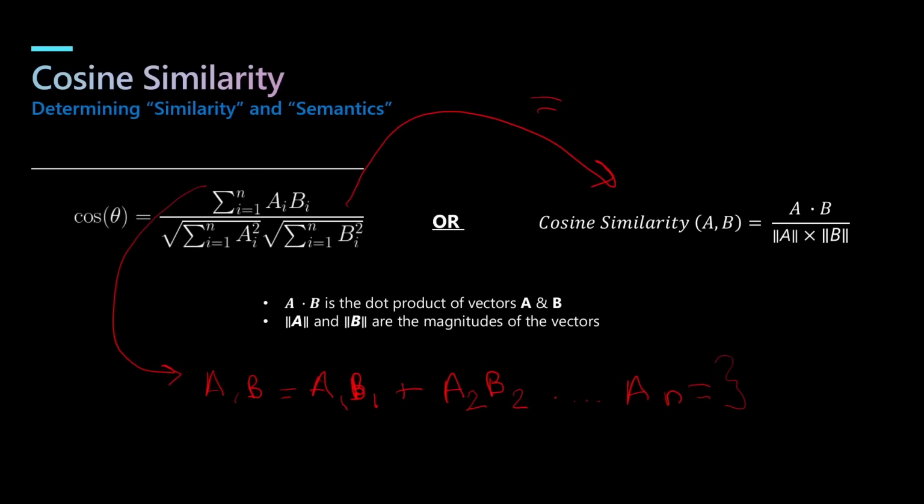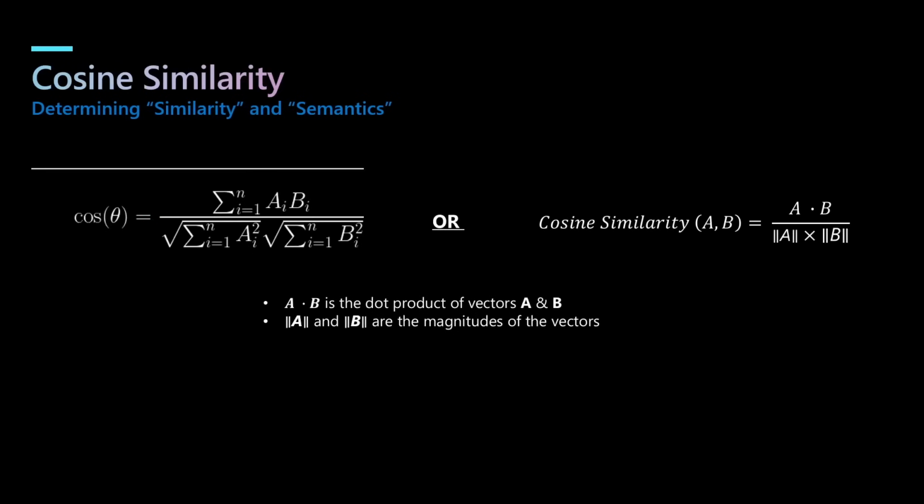Let's look at the second part here, which is the denominator. So let's erase all this. The denominator of this particular formula, let's examine that in closer detail. Here we have essentially the product of the magnitudes of vectors A and B. So the denominator normalizes the dot product by the vectors' magnitude.